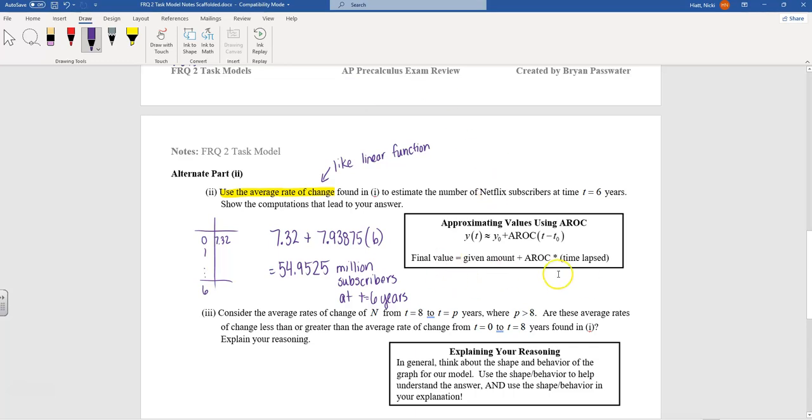And it's going to be this formula every time. Given amount plus average rate of change, which is your slope, times your time that has passed between that given amount and whatever they're asking you for.